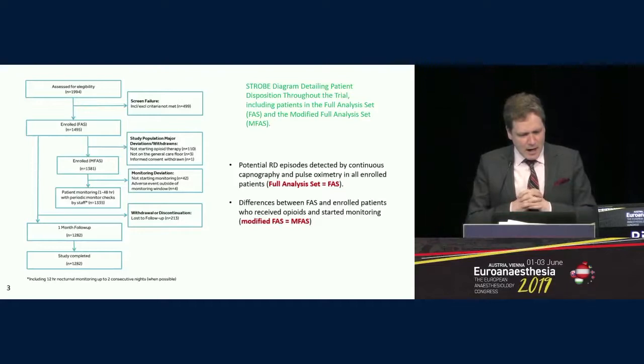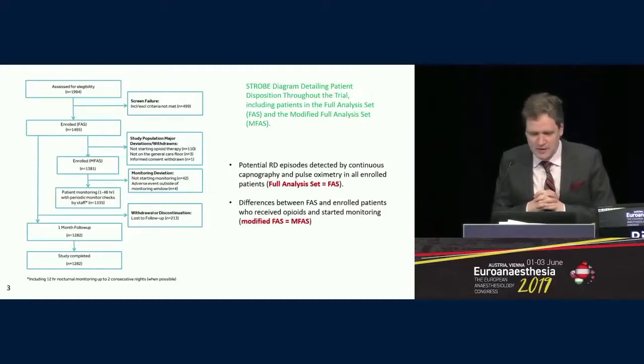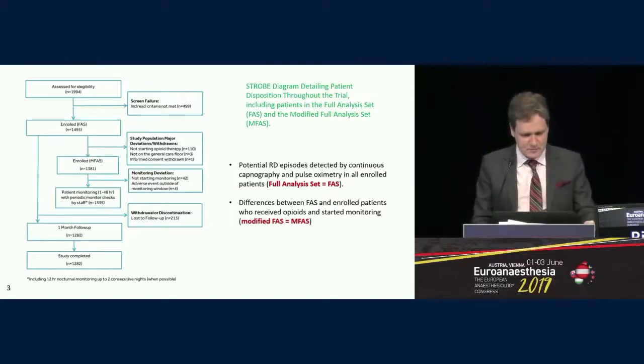So you can see, if you look at the study flow diagram with all the exclusions, over time we ended up with about 1335 patients, all the way down to, with 1 month follow-up, about 1282, which is the number of patients who actually completed the study, with about 1495 enrolled originally.